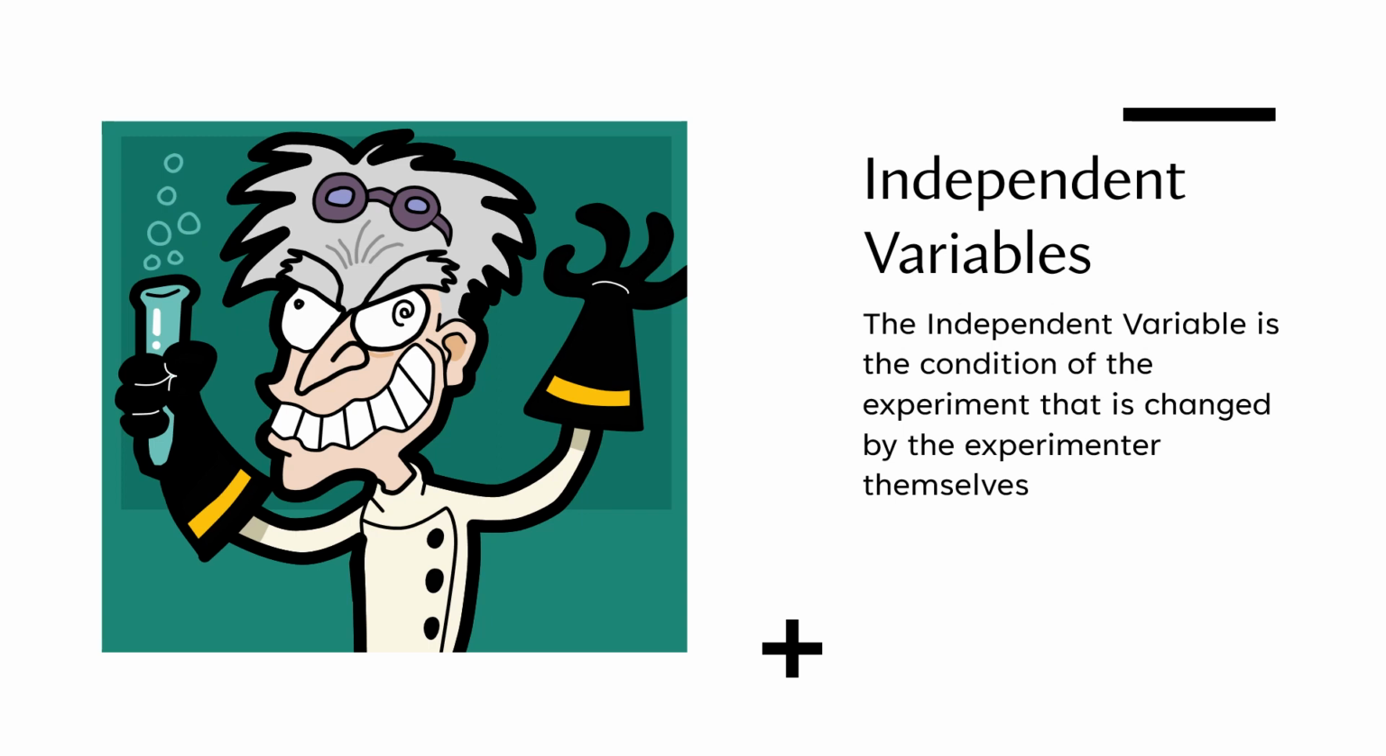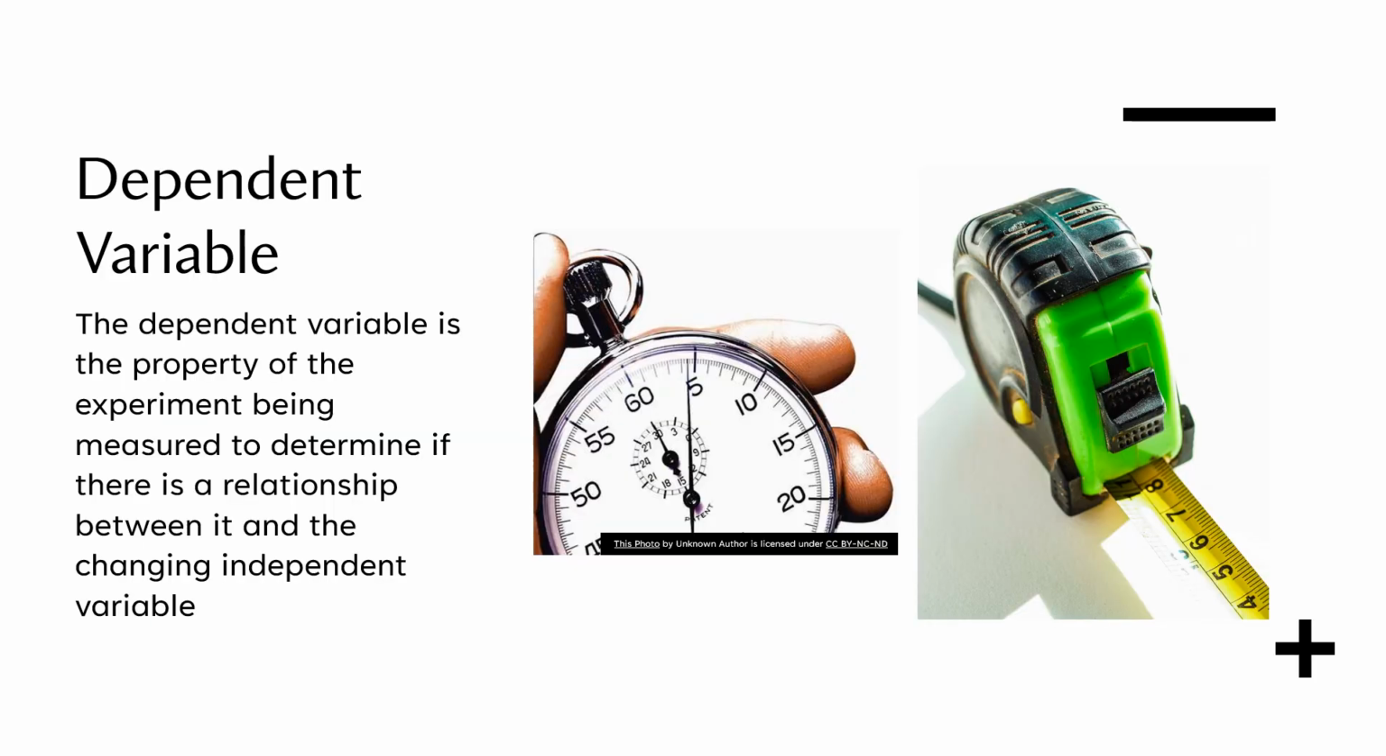So the first one, the independent variables, what are they? Well, the independent variable is the condition of the experiment that is changed by the experimenter themselves. That is one that the experimenter manipulates to actually generate the experiment to test an end result. What are they testing? Well, they are testing whether or not changing that independent variable has an effect on the dependent variable. The dependent variable is the property of the experiment being measured to look and see if there is that relationship between it and the changing independent variable.